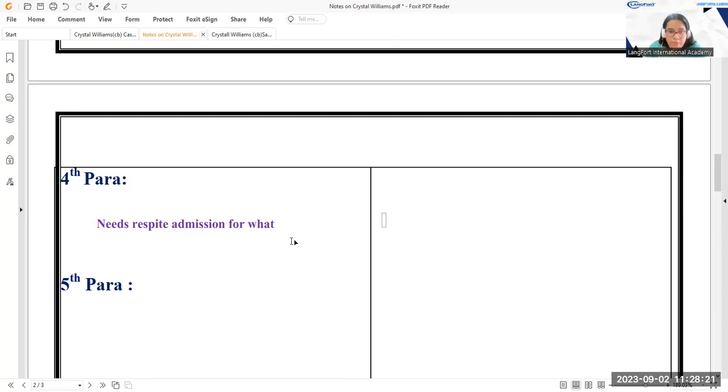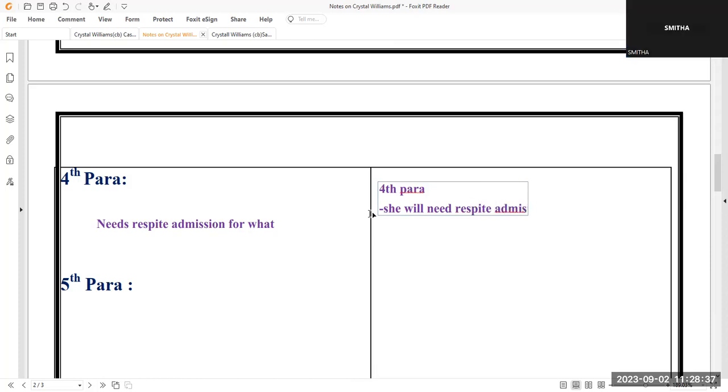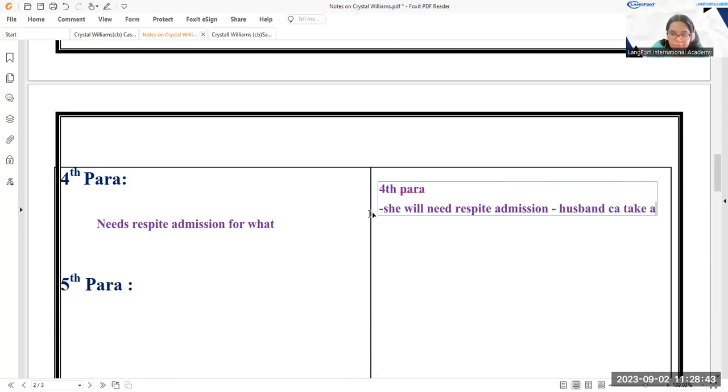So in the fourth paragraph, I would recommend you say she will need respite admission, so her husband can take a break and resume his work.